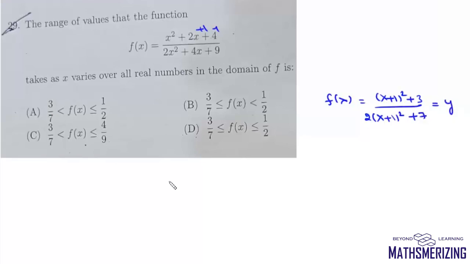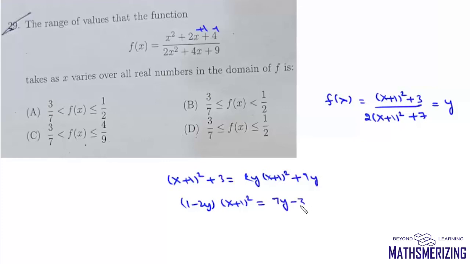Now we cross multiply, we can write (x plus 1) whole square plus 3, that is equal to 2y into (x plus 1) square plus 7y. Now we can rearrange this as (1 minus 2y) into (x plus 1) whole square, and it will be equal to 7y minus 3, or it is (x plus 1) whole square equals (7y minus 3) upon (1 minus 2y).